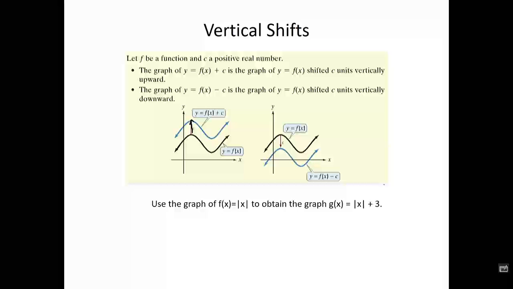On the other hand, if we want to consider the graph of f of x minus c, we're going to use what we know about f of x. So if I take the graph of f of x, here it is, and now it's minus c, so I'm going to shift it c units downward. And the graph in blue would be the graph of f of x minus c.